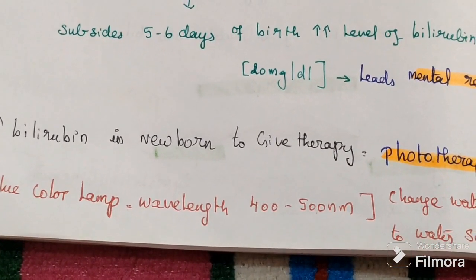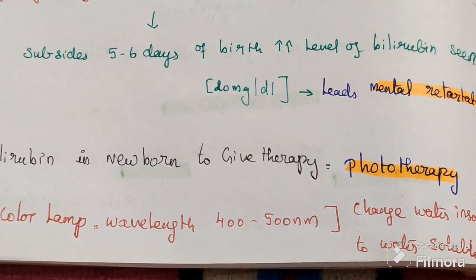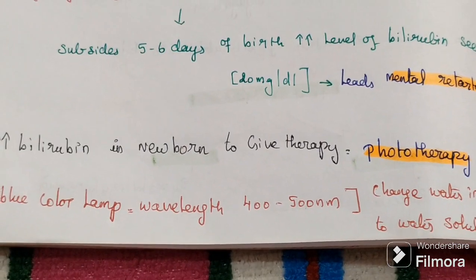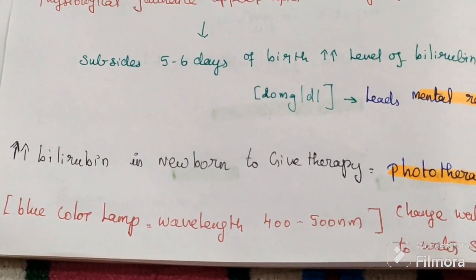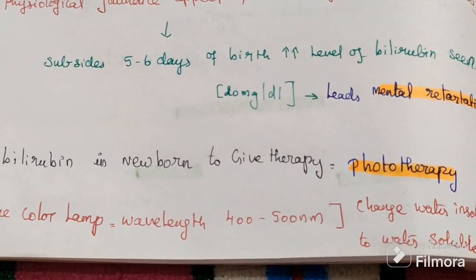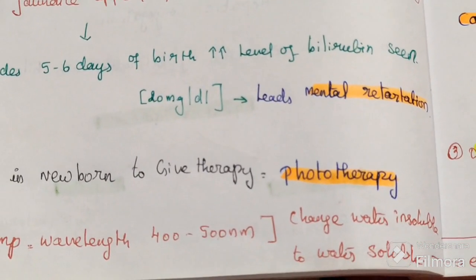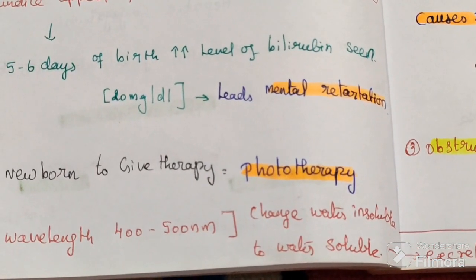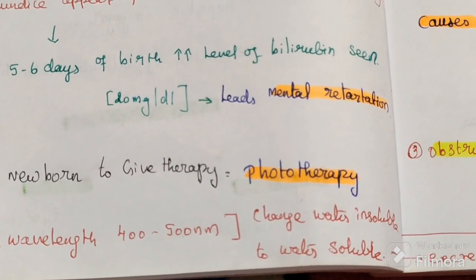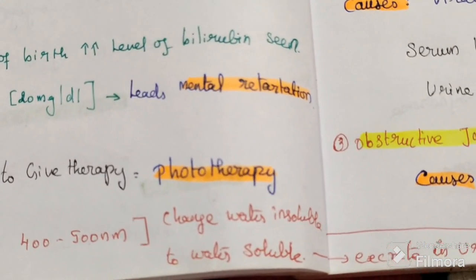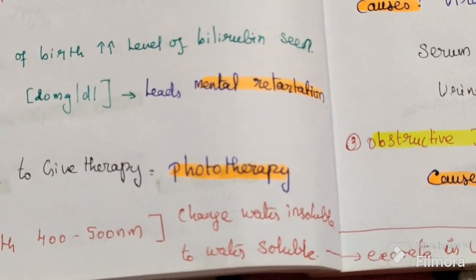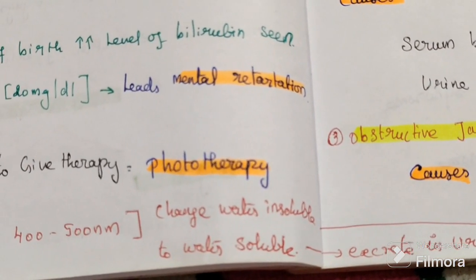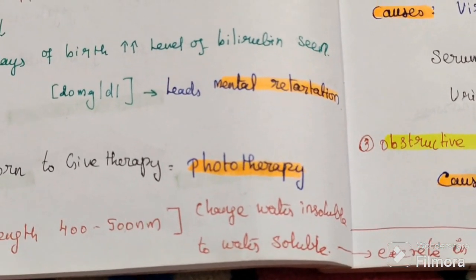For increased bilirubin in newborns, we give a therapy called phototherapy. Here we are using a blue color lamp which has a wavelength between 400 to 500 nanometers. It converts the unconjugated, water-insoluble bilirubin into water-soluble bilirubin, and that bilirubin is excreted into urine. That is regarding phototherapy.